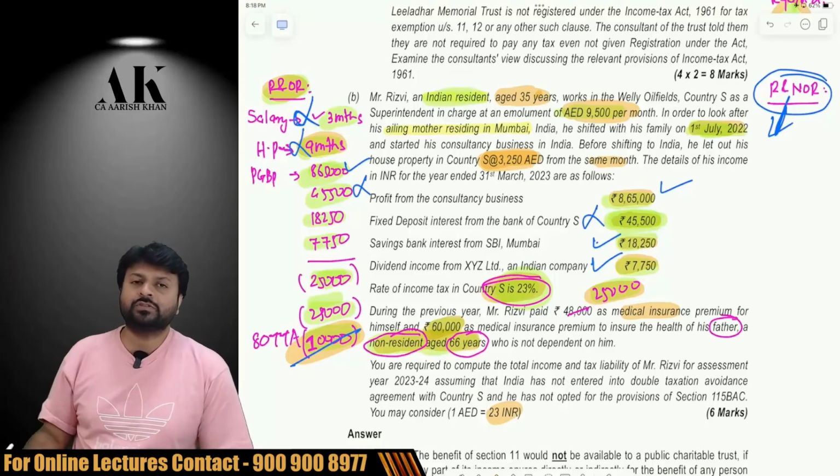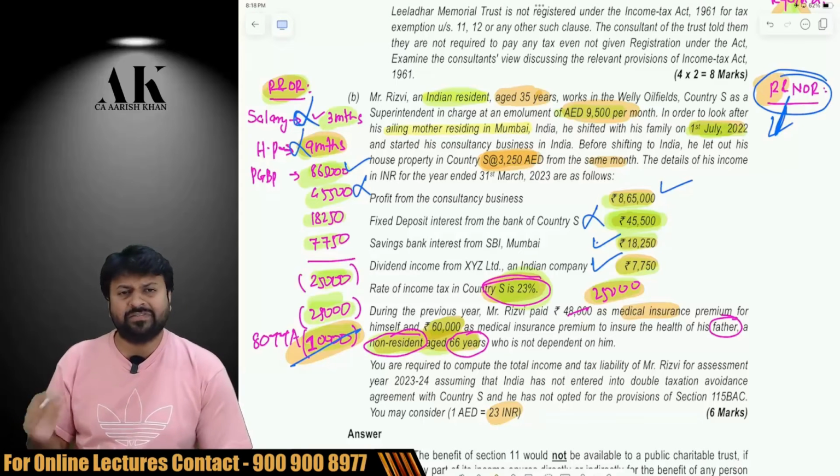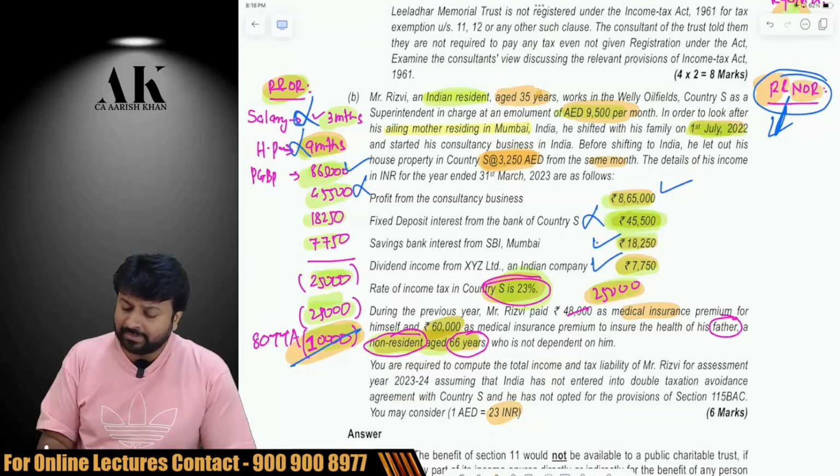Now, another assumption which we can make is he is a resident. He is definitely a resident, there is no doubt about his residential status. But the question is, we don't have the data of the past years. So we are assuming that he is resident, but he is not ordinarily resident.